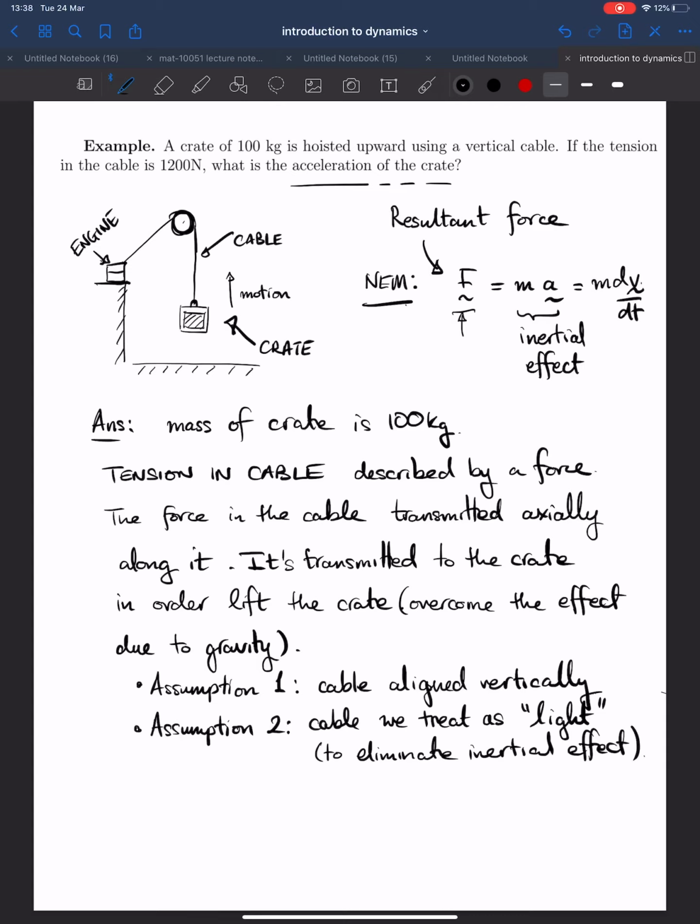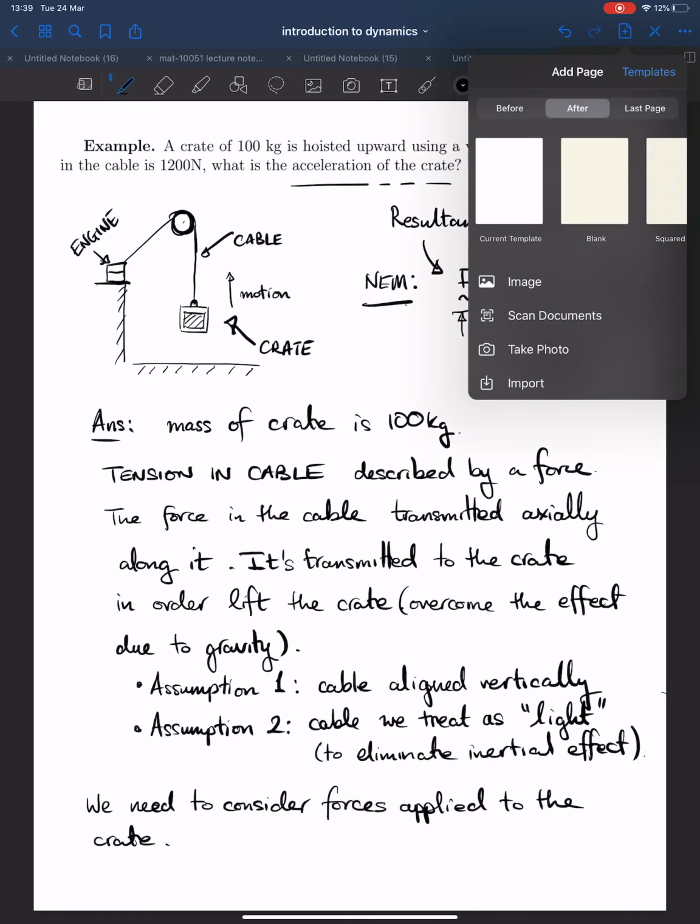Okay, so in this case, what happens is we need to consider forces applied to the crate. This is the message behind this example, because there's actually more than one force acting on the crate, which is different from what we encountered in the other examples. So if I add a page here, what we have is the following. There's our crate. This is zoomed up, if you will.